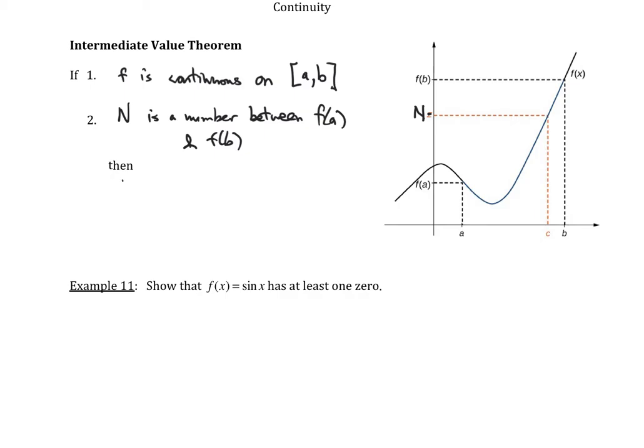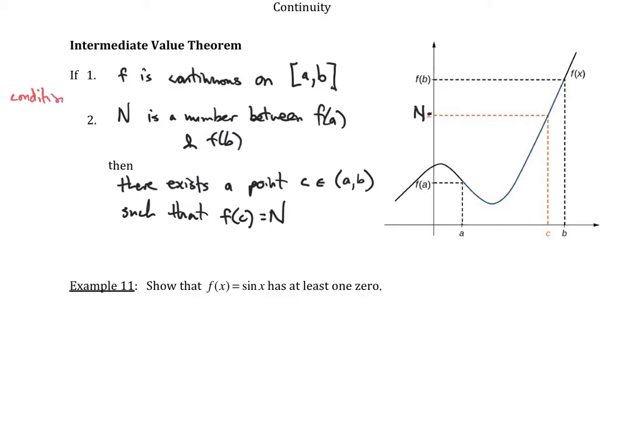The conclusion is there exists a point C in our interval, and that interval is going to be an open interval from A to B, such that f of C is equal to N. Okay, now the first two parts, these guys are the conditions. So that's these first two pieces. And then this last part here is the conclusion.